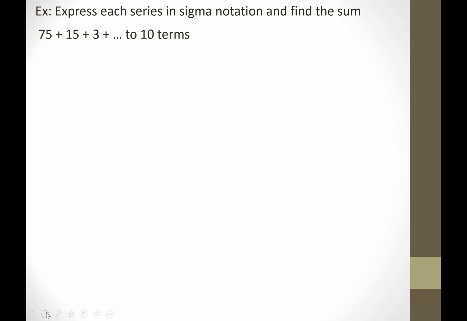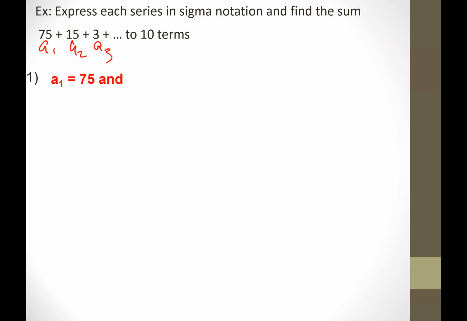Express each series in sigma notation and then find the sum. So we have 75 plus 15 plus 3 plus ... And they're telling us that we're going to have 10 terms. All right, so again, I'm going to go ahead and label parts of this: a sub 1, a sub 2, and a sub 3. What do I know? I know that a sub 1 will be 75.